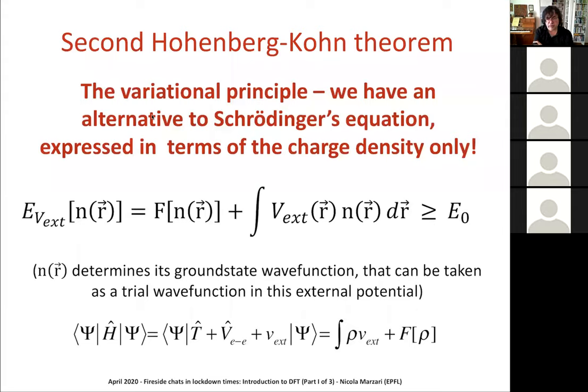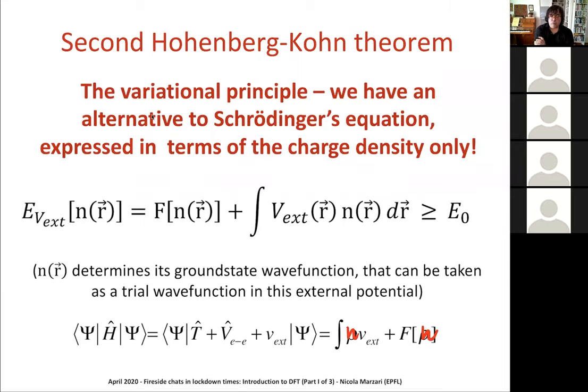The proof of this is very simple because, again, the charge density determines the external potential, and it determines its ground state wave function. That ground state wave function can be taken inside the expectation value of psi H psi, and you have exactly the integral of n times v external. Sorry, this should be n times v external, plus F of n.